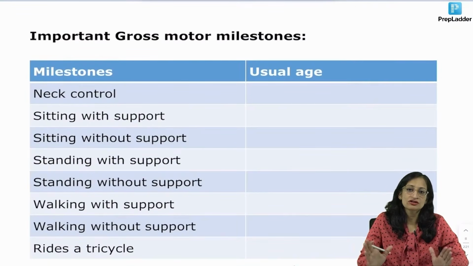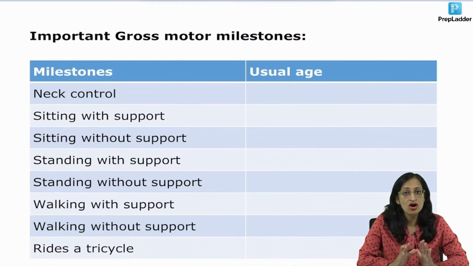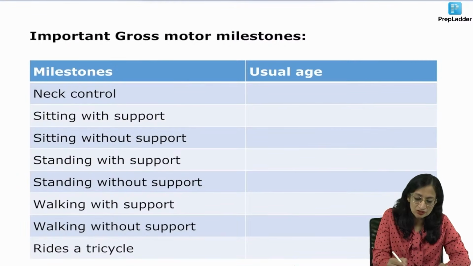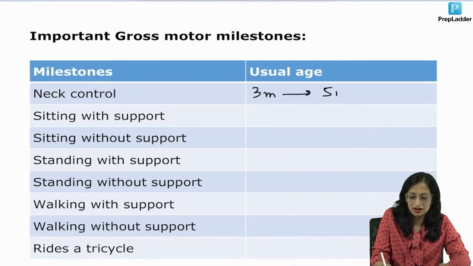Among the important gross motor milestones, the milestones that you cannot afford to not remember: neck control. We know partial neck control comes at 3 months of age, complete neck control by 5 months.